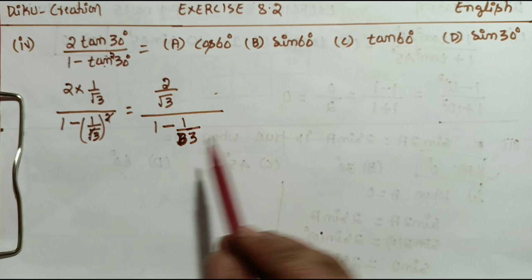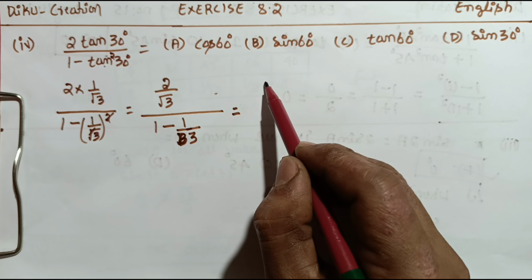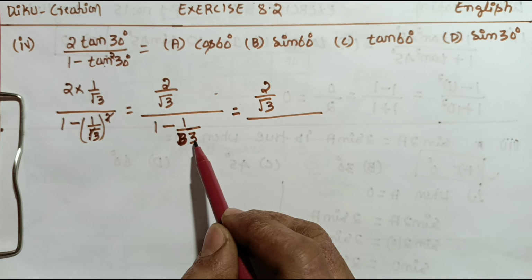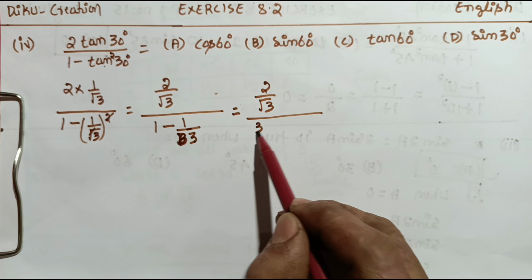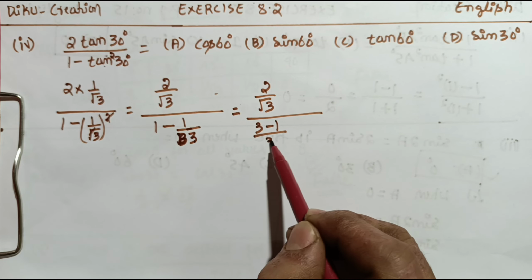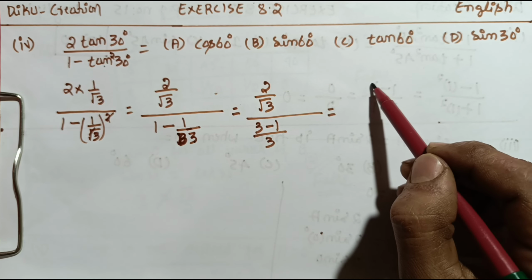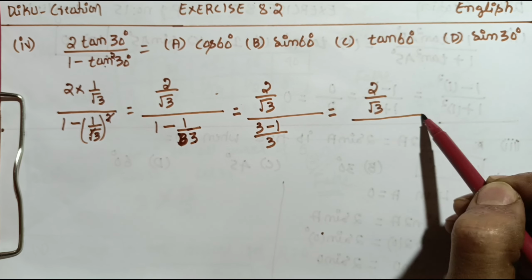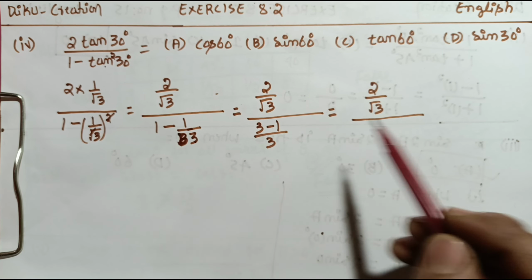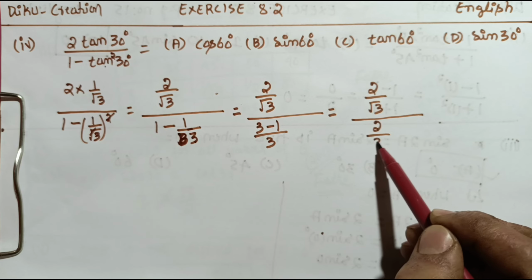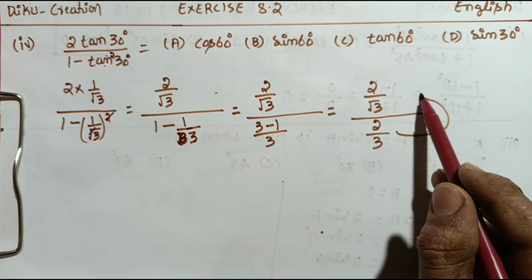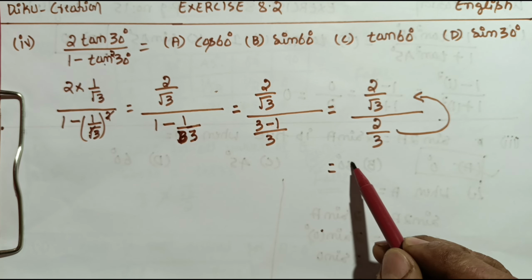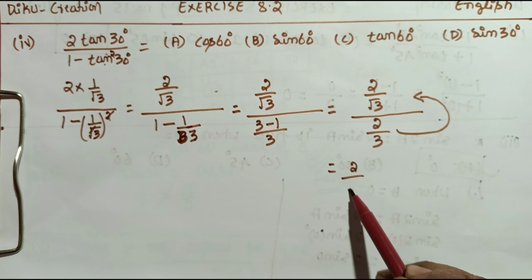So now in the numerator I will write as it is, 2 divided by root 3, whole divided by, I will take the LCM, 3 into 1, 3 minus 1 divided by 3, which is equal to 2 divided by root 3 whole divided by 3 minus 1, that is 2 divided by 3. So now this I will take to the numerator. Then the division is going to be a multiplication. 2 divided by root 3.